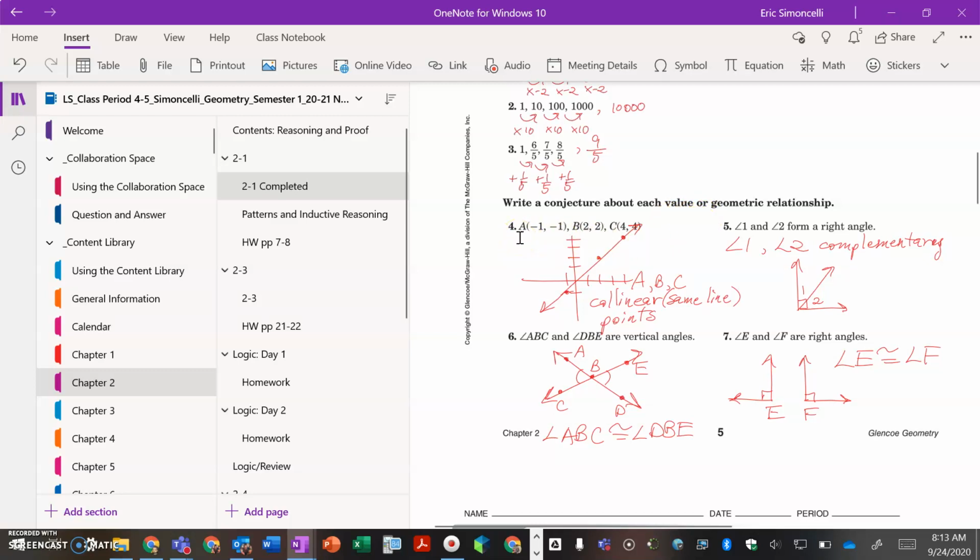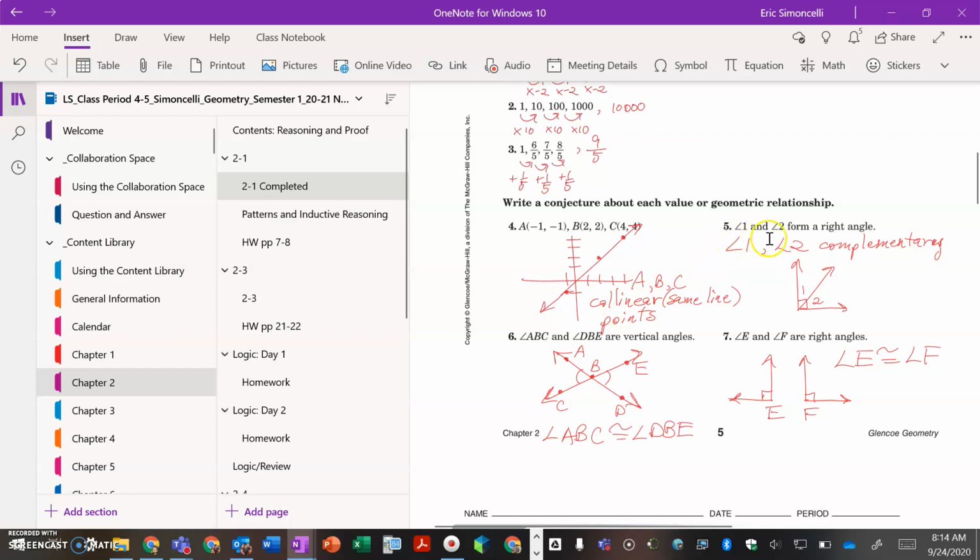So for number 4, they give you 3 points. We're going to plot A, which is (-1, -1), B, which is (2, 2), and C, which is (4, 4). So there's your 3 points. Okay, here's A, here's B, here's C. I would argue that if you were to try to draw a line through all 3, which you can, it is proving here that you have collinear points. And if you recall, collinear means same line. So all 3 points fall on the same line. They're collinear. So that's the conjecture.